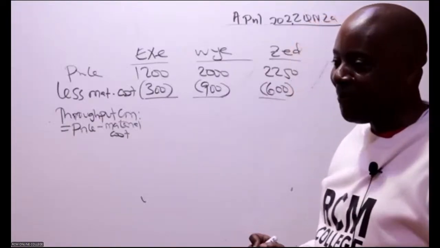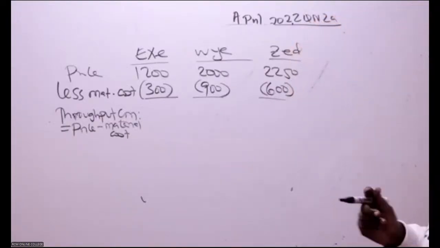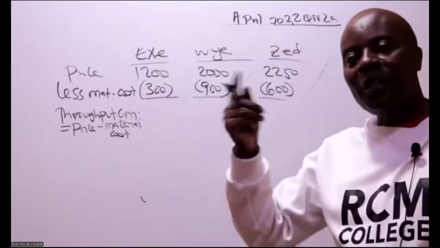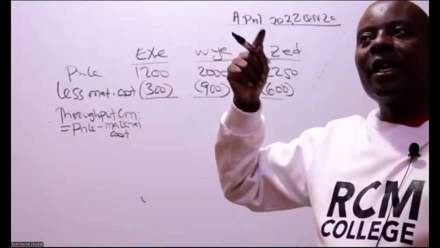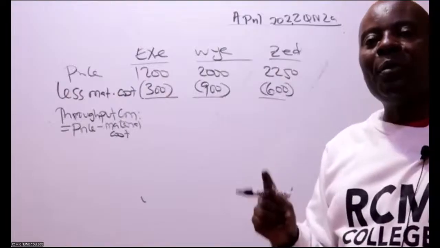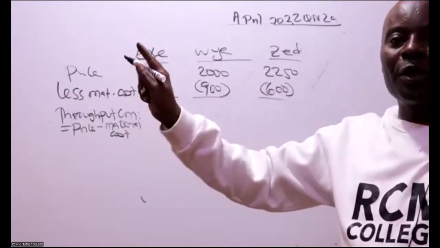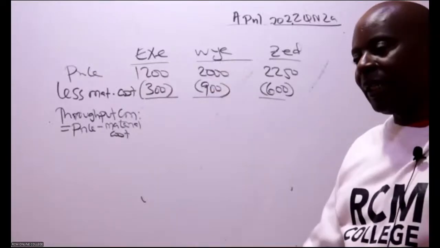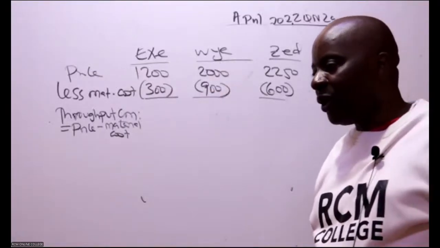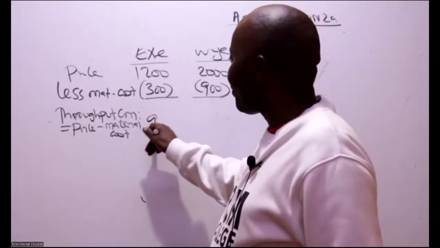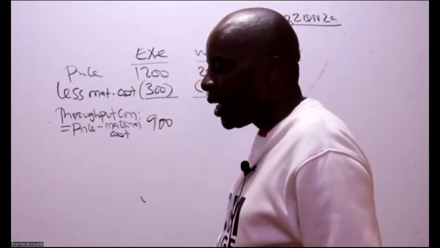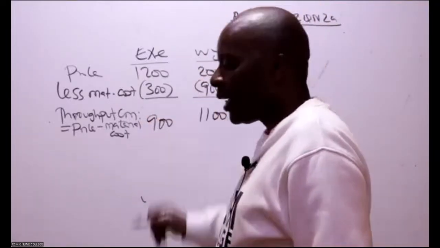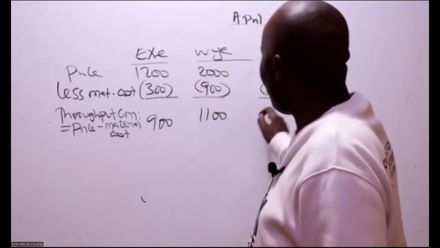We shall overcome. Throughput: the only variable that will be able to move through the entire process as a variable cost will only be materials. The others will not be able to. So Lillian gives me 900. 900. We have 1,100. And then in this case here, 1,650.